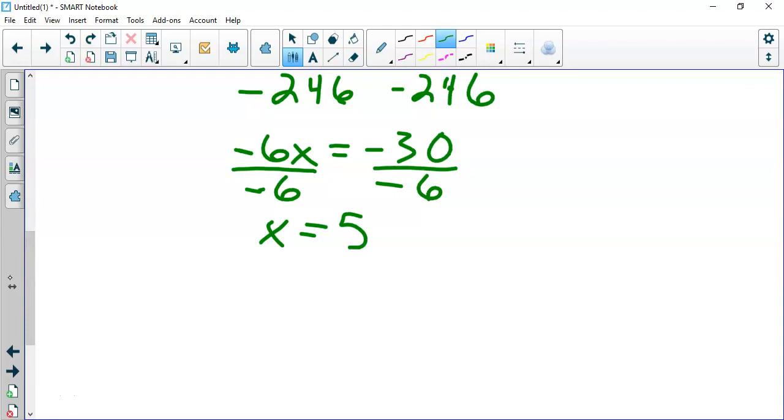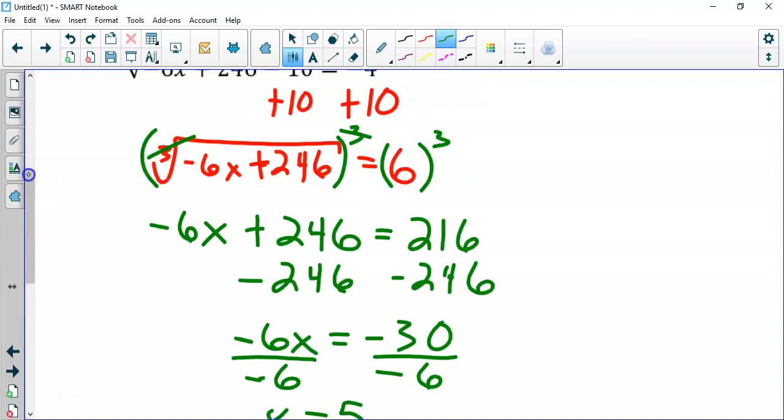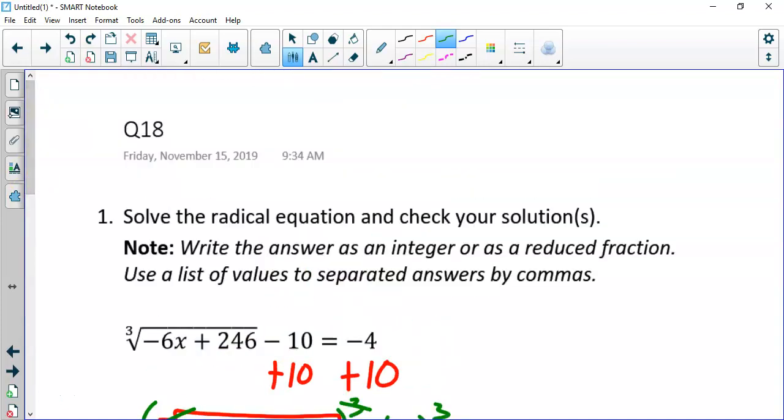Just like what we did with the rationals, you got to do the same thing with the radicals. We need to check this. Is this a possible solution? Now this checking, you have to do the full check. You got to plug it in. You got to make sure that this side equals the other side. The left side and the right side are both the same value.